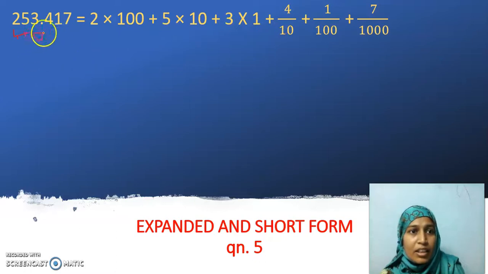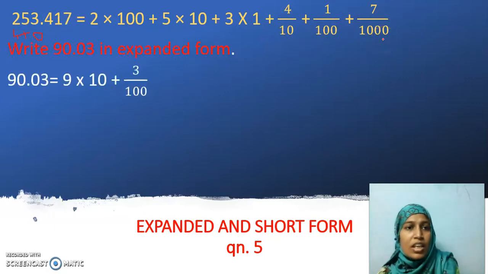Plus this is in the 10th place. 4 is in the 10th place, so I have 4 by 10. 1 in the 100th place, 1 by 100. 7 in the 1000th place, 7 by 1000. Is it clear, my dear children?